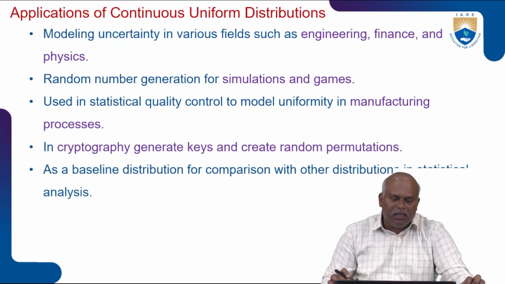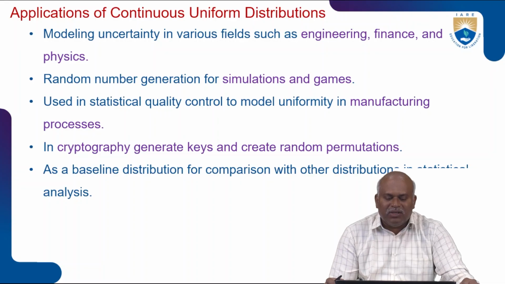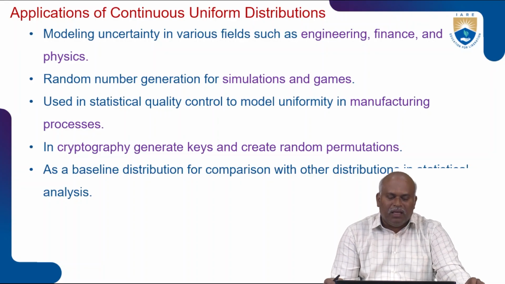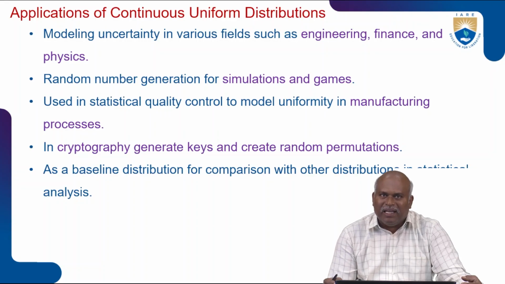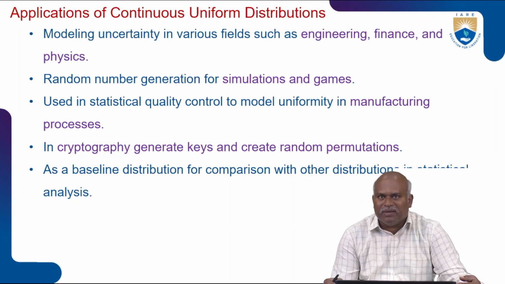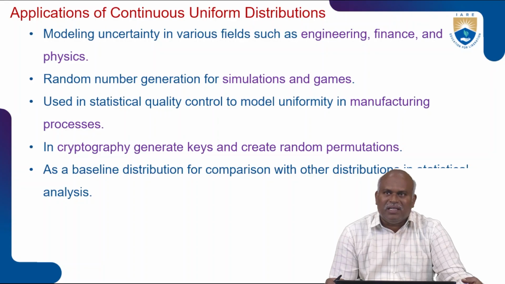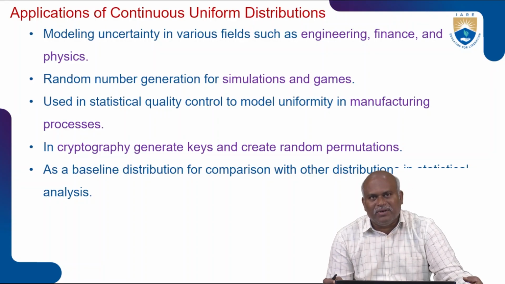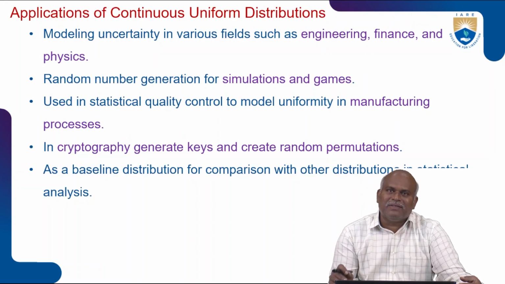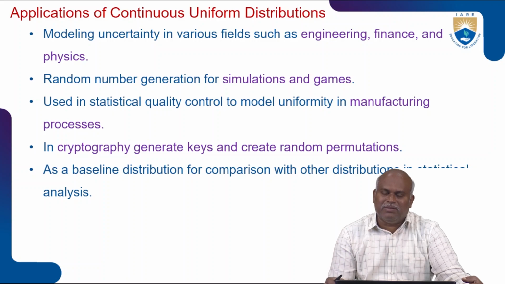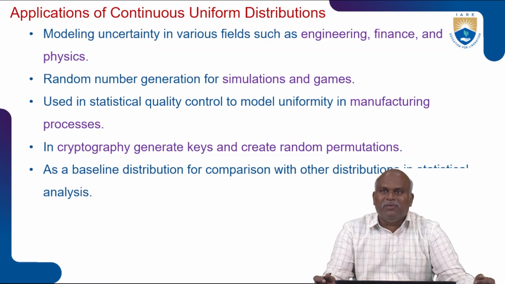Applications of the continuous uniform distribution: it is used in engineering. Most engineering applications use the continuous uniform distribution because of uncertainty in various fields of engineering, as well as finance and physics. In those places we use the continuous uniform distribution. Why? Because we measure what will happen on average.